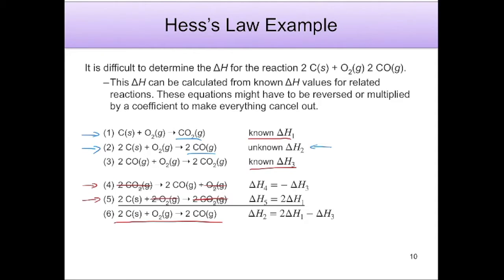And if you notice, that is exactly the same as reaction 2 up here. So we can use reactions 1 and 3 to determine the delta H of reaction 3 by using this equation here. Delta H2, which is the delta H of reaction 2, is going to equal the sum of the delta H's of reaction 1 and reaction 3.